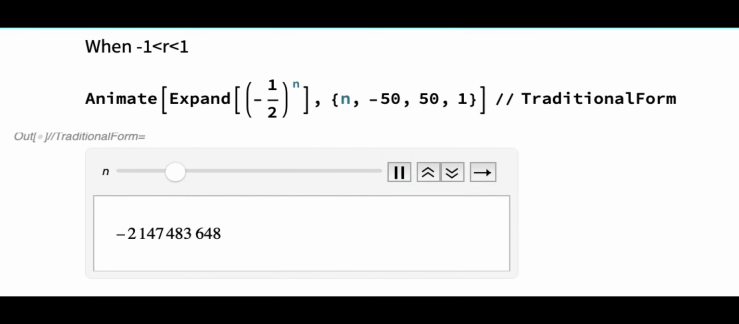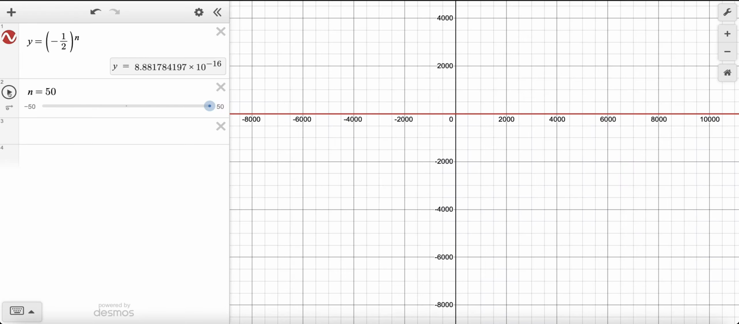Negative a half fits in the range too, you may be asking. So what about negative a half? Wouldn't it oscillate since it switches between even and odd numbers? Well, if we look at the animation, we can see that both the negative and positive values get very close to 0 compared to when the common ratio was -2. We can also look at this visually on Desmos.